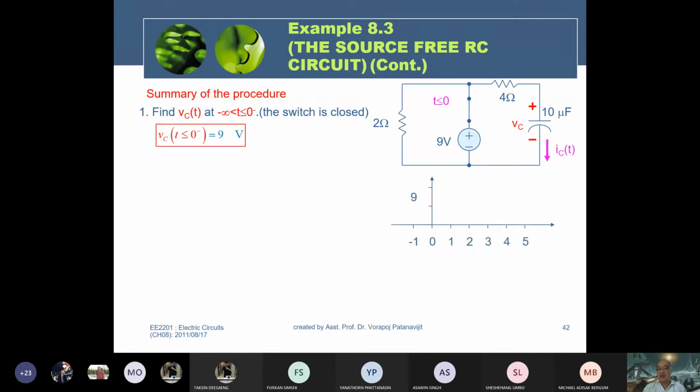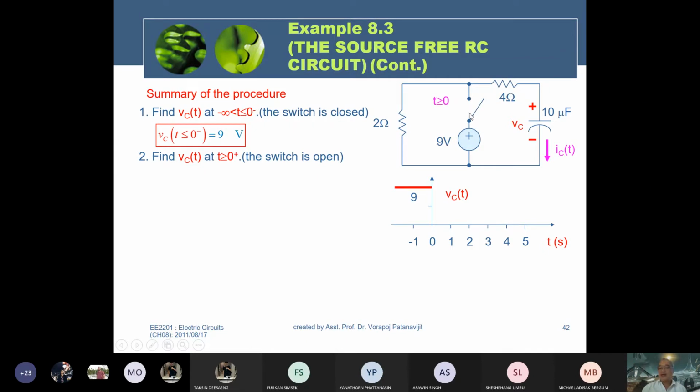The first one, what happened to VC? For time less than 0, the switch is in contact here. The capacitor is fully charged. If it's fully charged, it performs like an open circuit. Therefore, VC equal to the voltage source level, then it equals 9 volt. And for time greater than 0, the switch is open.